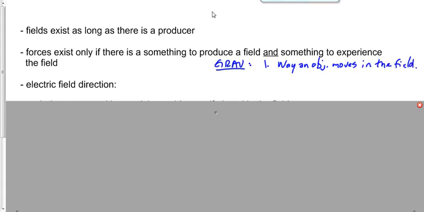So for instance, if I take my pen and I hold it out here and I let it go, which way is it going to move in the field? Downwards, right? So that's the direction of the field, the way that an object moves when placed in the field, downward toward the producer.